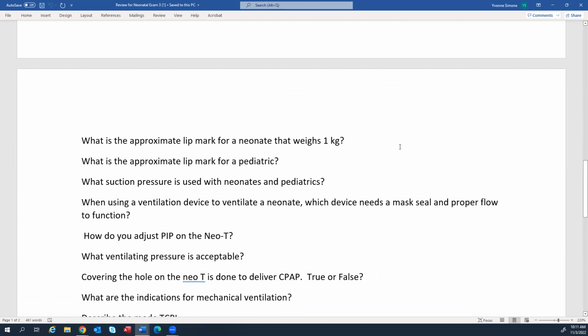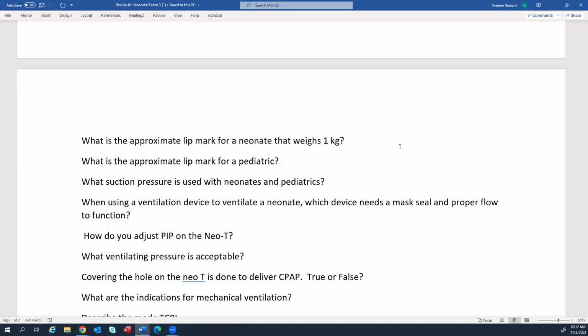The next question is, what is the approximate lip mark for a neonate that weighs 1 kilogram? So look that up in your notes. You're just going to add a number to that, and then you're going to come up with the lip mark. What is the approximate lip mark for a pediatric? In your notes, it'll tell you to go by endotube size. So you multiply your tube size times 3. I'm giving you the answer. I'm supposed to make you look it up.